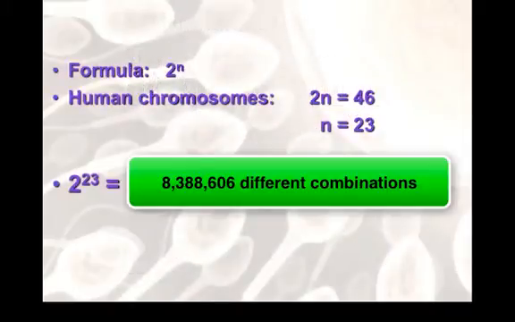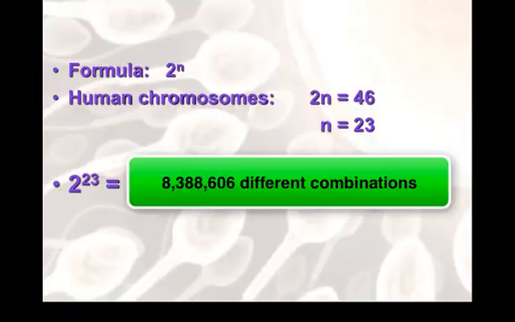So 2 to the 23rd power is equal to 8,388,608 combinations of chromosomes in the production of gametes. With just independent assortment, there's a 1 in over 8 million chance that 2 gametes will have the same set of chromosome combinations. Those are low odds. But independent assortment isn't the only thing occurring that mixes up the outcome.